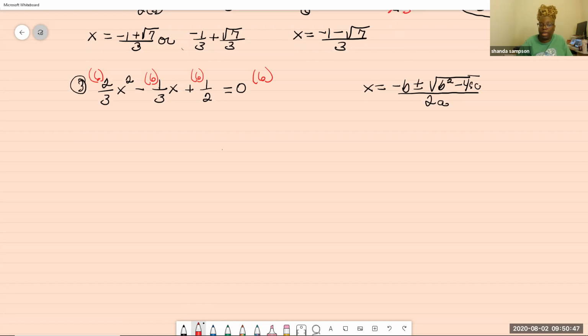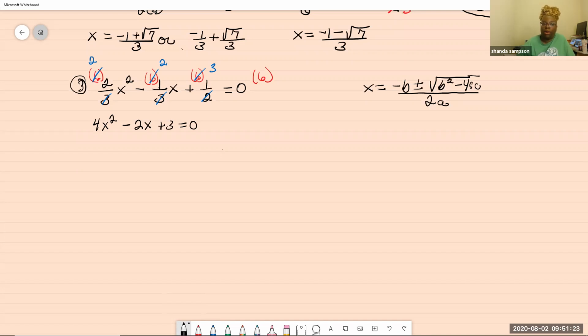Now you could pop it in your calculator, but I am not. I'm just going to cancel because the whole purpose is to get rid of your denominator. So 3 here leaves that with a 2. 3 here leaves that with a 2. And 2 here leaves that with a 3. So when we finish, we have 2 times 2, we have 4x squared minus 2x, plus 3 equals 0.